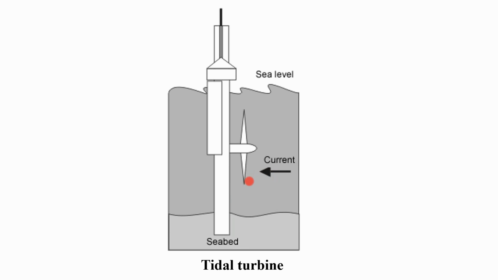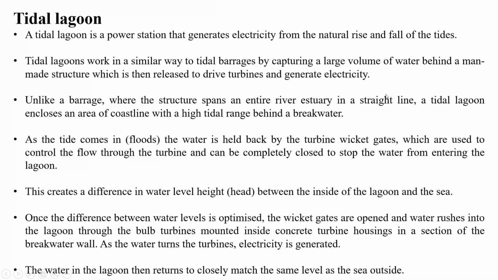So in non-barrage type, we do not have any walls, we do not have any dams, we do not have any reservoir. We will utilize the direct tides available, and those tides will be directly converted into mechanical energy in a turbine, and this will be coupled directly to the generator. So this is about the barrage and non-barrage type. Next we'll see what a tidal lagoon is.